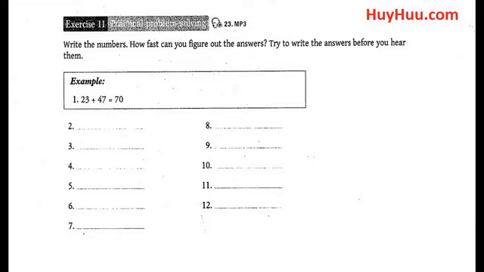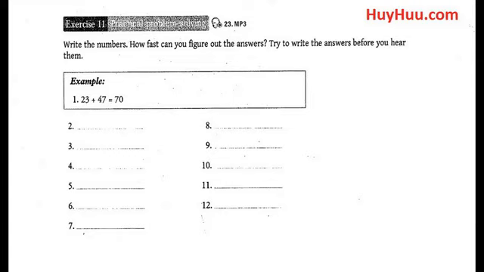Number 5. How much is 24 times 5? How much is 24 times 5? The answer is 120. Number 6. How much is 70 times 4? How much is 70 times 4? The answer is 280.